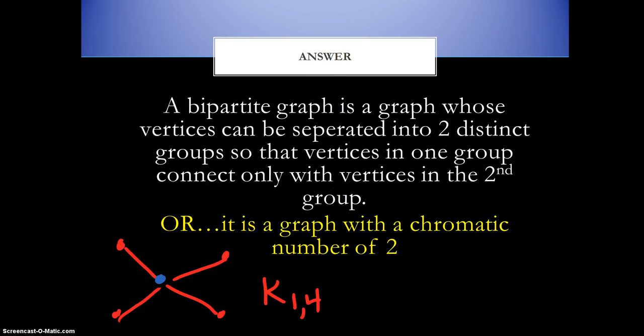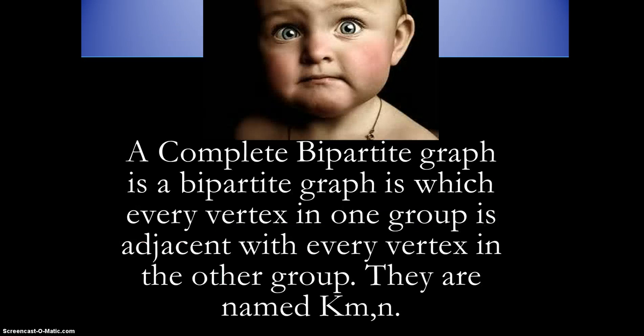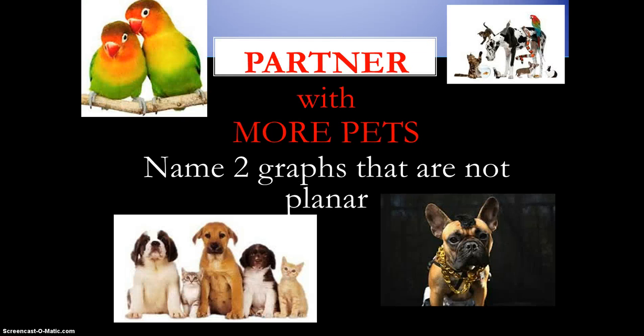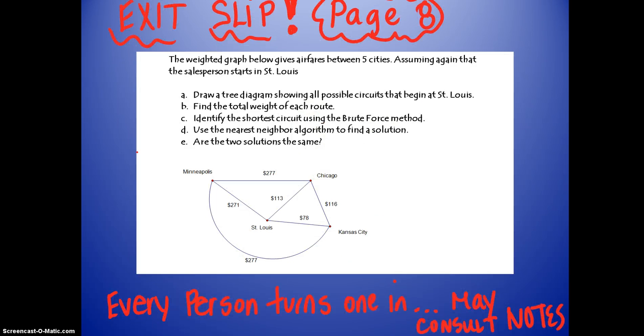Okay, bipartite. Draw one for me. So a bipartite graph is a graph whose vertices can be separated into two distinct groups so that the vertices in one group connect only with the vertices in the second group. This is an example of actually a complete bipartite. It's a K14. So now a complete bipartite means that every vertex in one group is connected to every vertex in the other group. And two graphs that are not planar we learned yesterday are the K5 and the K33.